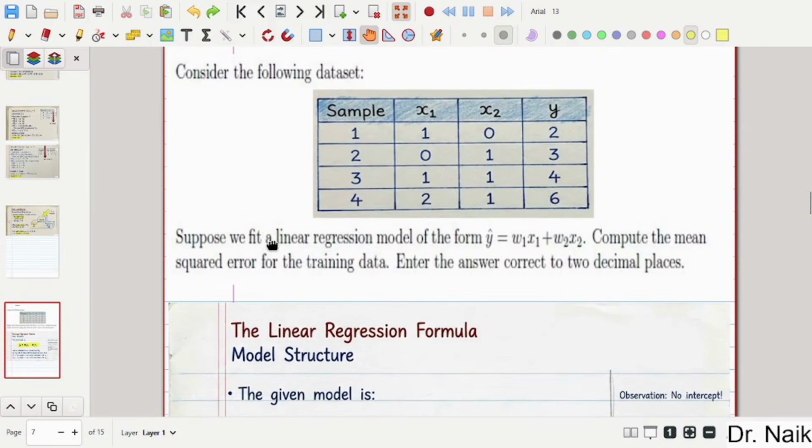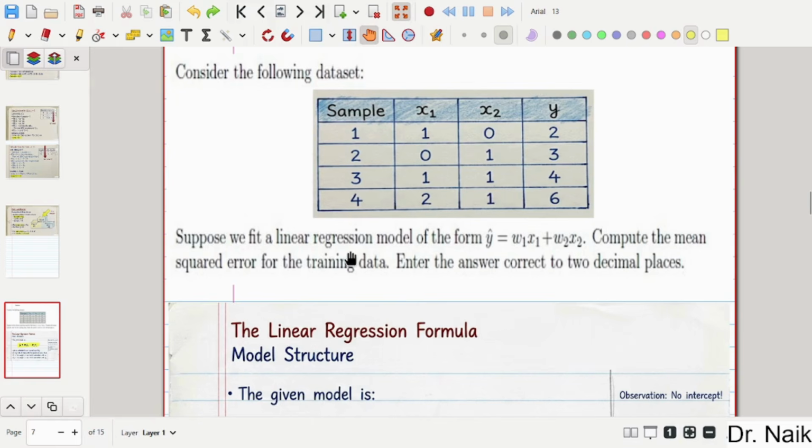Let us see another example. Consider the following data set. Sample 1: x1 is 1 and x2 is 0, and its label is 2. For sample 2, x1 is 0, x2 is 1 and its label is 3. For sample 3, x1 is 1, x2 is 1 and label 4. For sample 4, x1 is 2, x2 is 1 and its label is 6.